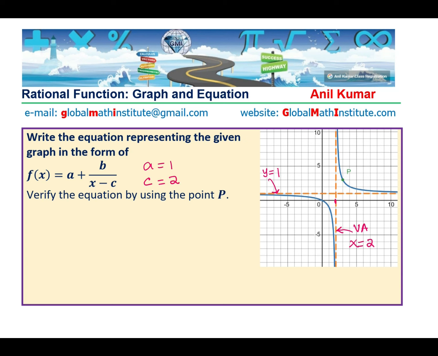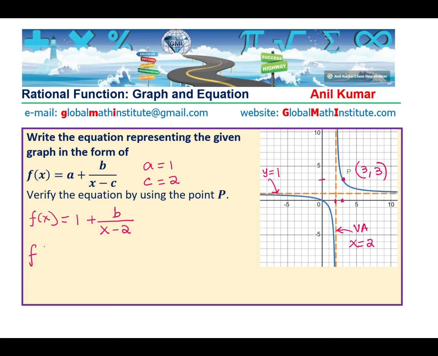To find the value of b, let us write this function f of x with the values we already have: 1 plus b over x minus 2. If I look at the point P, the coordinates are that for the value of x which is 3, the y value is also 3. So we are looking for 3 as the y value.